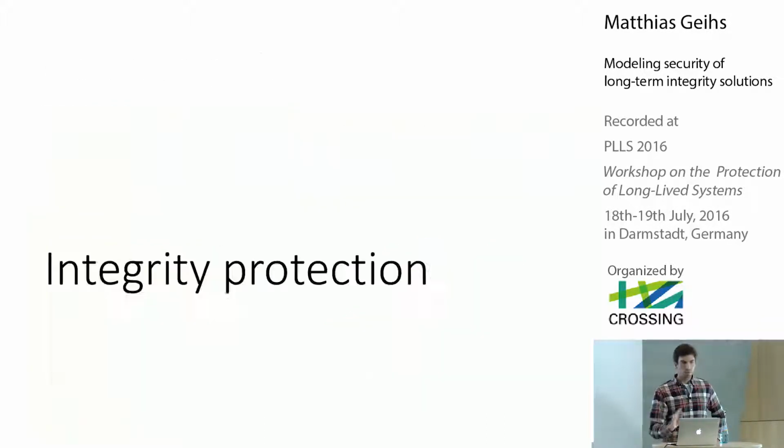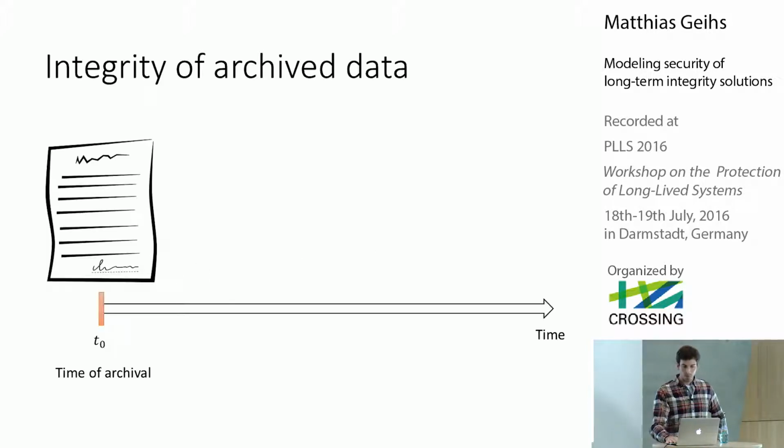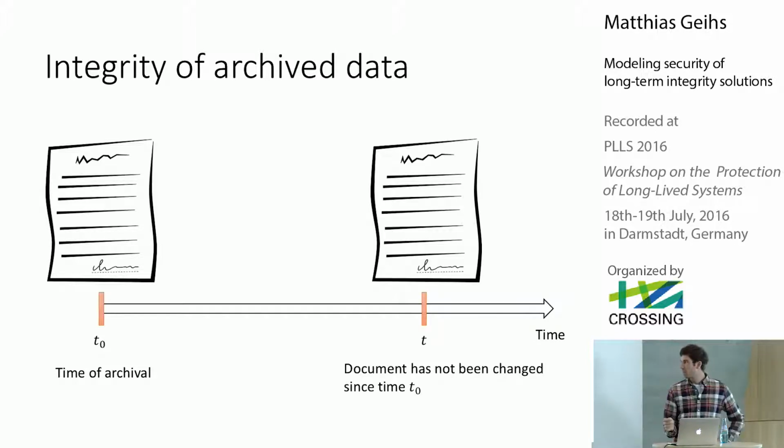We also heard what integrity means in this context, but I will briefly repeat it. We think of integrity in this context as the following. We have a document which was archived at a time t0, and later it is retrieved at time t. Integrity means that the document has not been changed since the time of archival. In the classical case, we use electronic signatures for guaranteeing integrity.